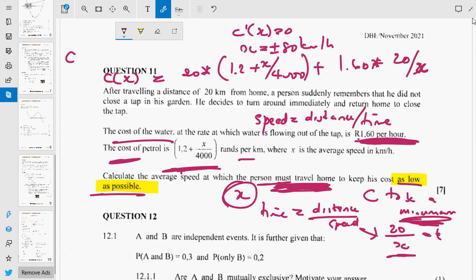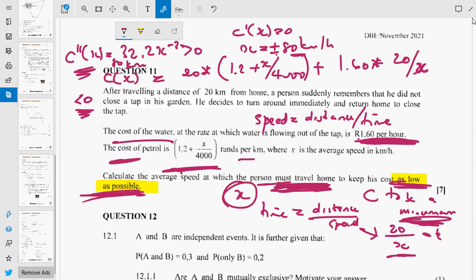Now the second derivative here will be 32 times 2x to the minus 3. If I substitute 80, my derivative will be greater than 0, which means 80 is a minimum. If I substitute minus 80, my derivative will be less than 0, which means minus 80 is a maximum, but I want the minimum. The cost must be as low as possible. So you must show your examiner that 80 kilometers per hour is indeed a minimum.